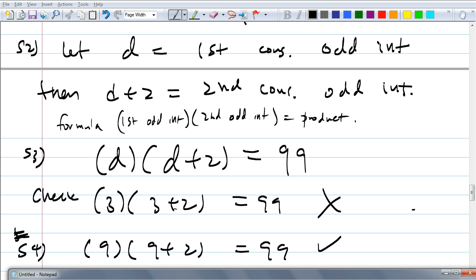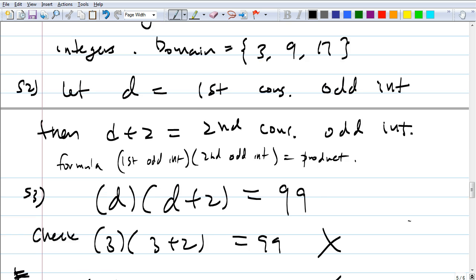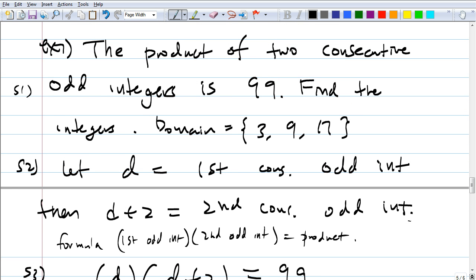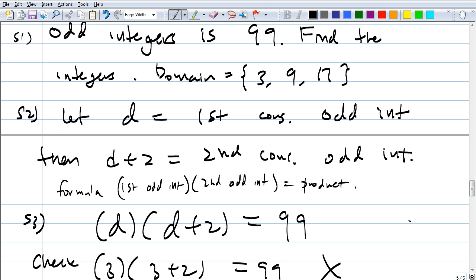And then, anybody know what step 5 is? Chris? Yes. Write the answer as a sentence. And if you have time, you check. Okay, so what would step 5 be for this one? How would I write this as a sentence? Look at the question. They asked us for the product of the 2 consecutive odd integers is 99. Find the integers. So what should you write as your answer in a sentence? What would you write? Anybody?